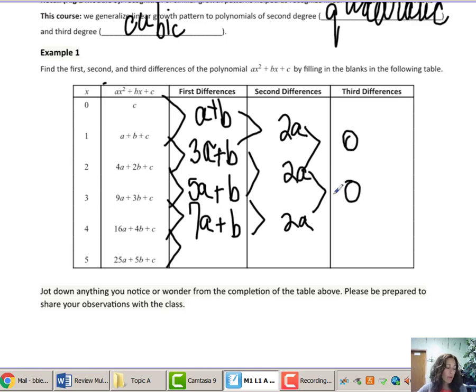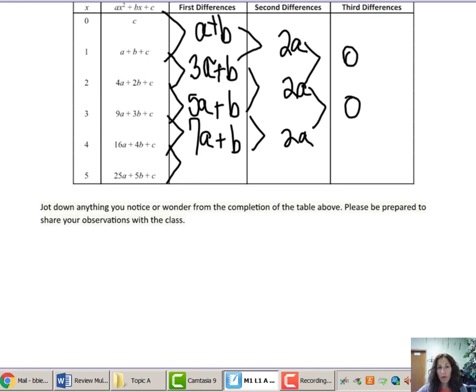Okay, and then you can go ahead and find the last one given the information that you found for each of these last spaces in our first difference column and our second difference column. Okay, once you've completed that, I'm going to ask you to go ahead and, in preparation for class tomorrow, jot down anything that you notice in this table. Okay, so everyone can do something that they notice or wonder based on the completion of that table. And then please be prepared to share your observations in class.